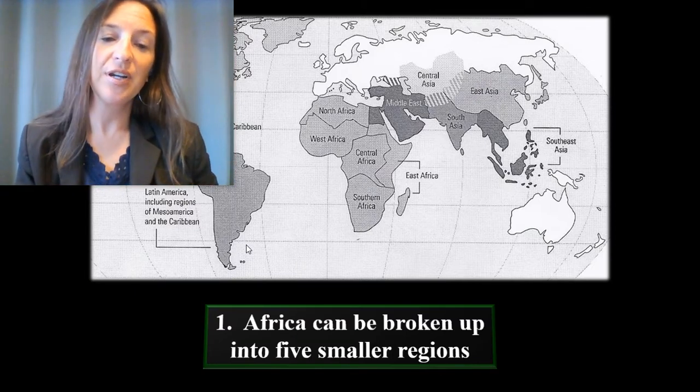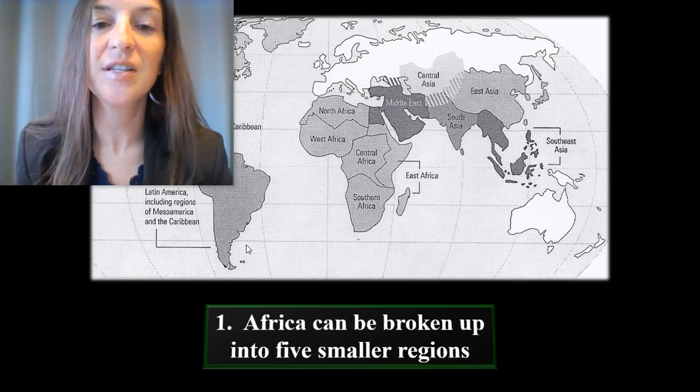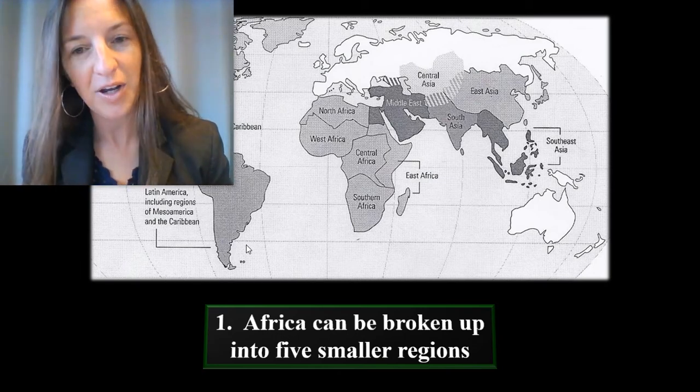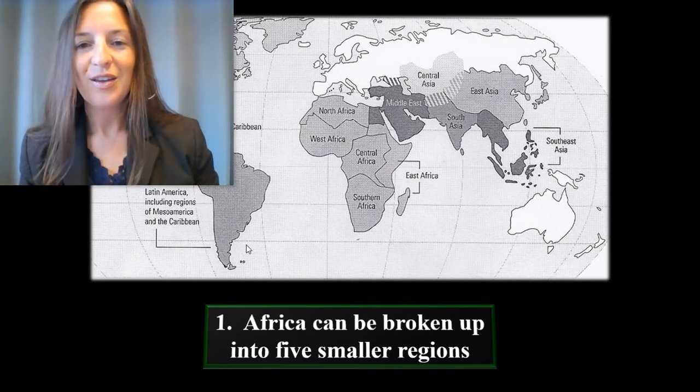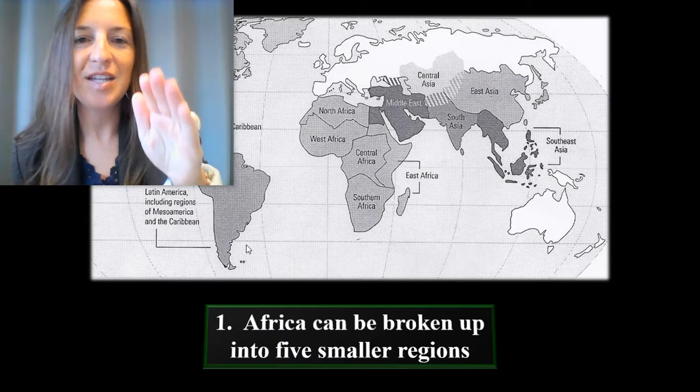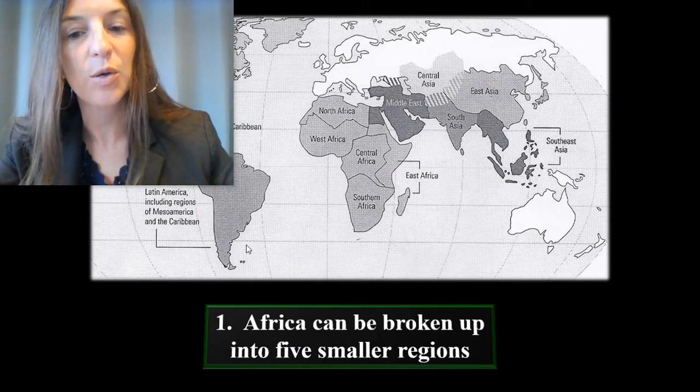And to help us with that, we're going to divide it into 5 smaller regions, as you can see on the map here: North Africa, West Africa, Central Africa, East Africa, and Southern Africa. And you can see all the coastlands that there are. There really are a lot of coastlands, but there aren't a lot of ports, which we'll talk about in this lesson.